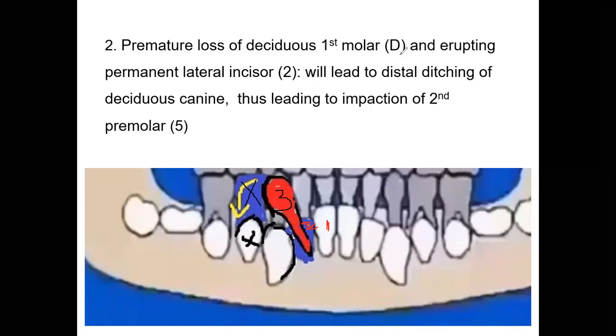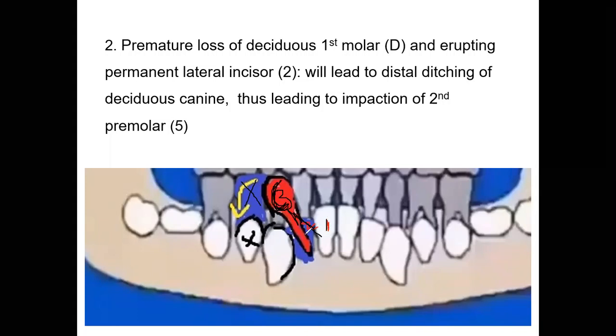The premature loss of the deciduous molar and the erupting permanent lateral incisor, sorry, this is the lateral incisor, I'm extremely sorry, will lead to distal tipping of the deciduous canine. The lateral incisor will be applying pressure to the deciduous canine, and that deciduous canine will lead to distal tipping. This is the deciduous canine.